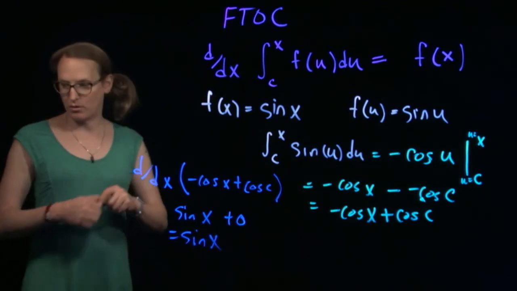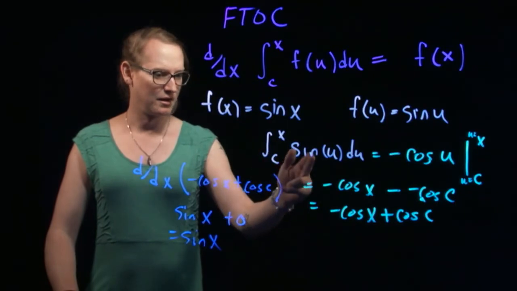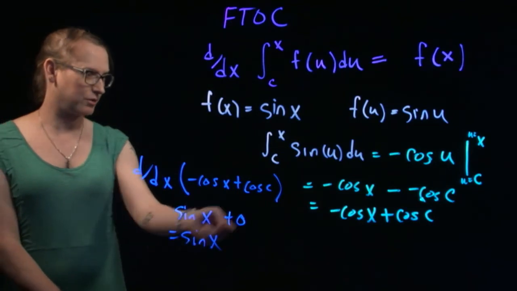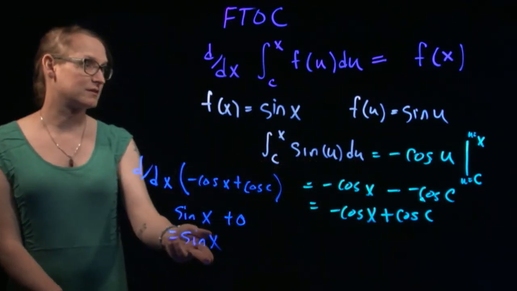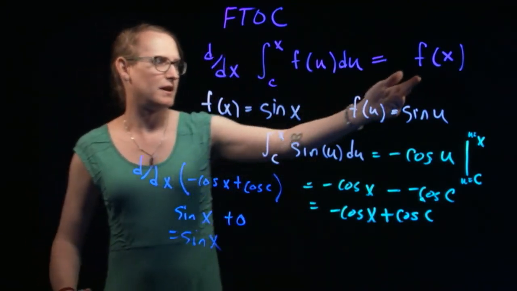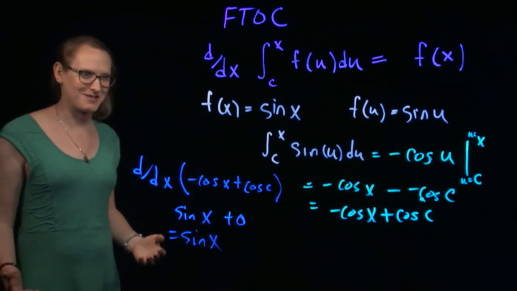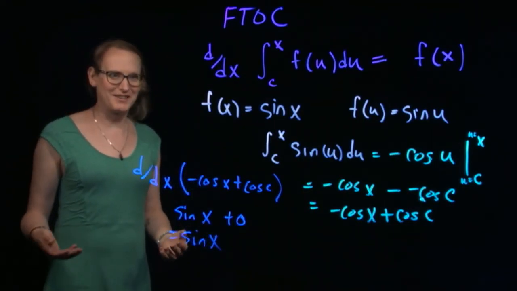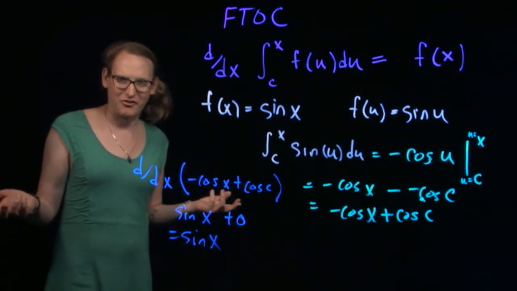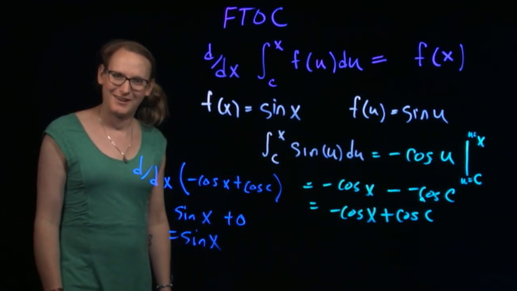Oh my, check out what we just discovered, my friends. We did an integral of something, and then we took the derivative of that resulting integral, and we got back the thing that we started with. Look, sine of u du, sine of x. The integral from c to x of f of u du, take the derivative, f of x. It totally works. If you integrate and then take the derivative, you get back the integrand, the function that you integrated. Wow. Thank you.